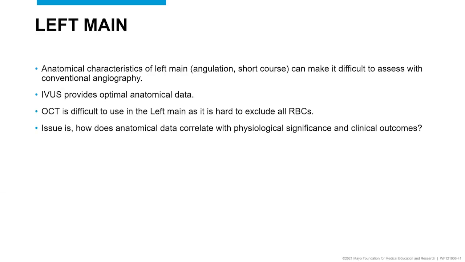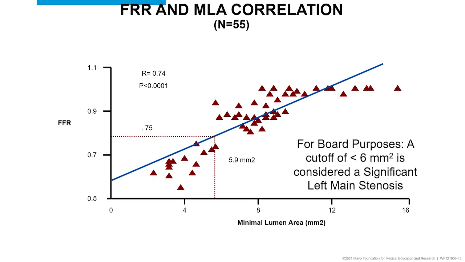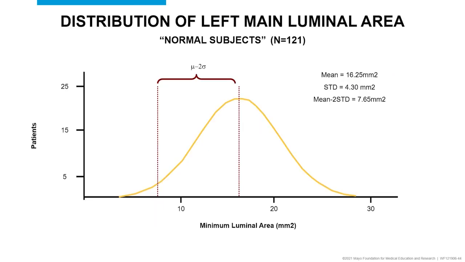For left main, there's reasonably good data, and there is a good correlation with FFR. You can see in this study that a lumen area of 5.9 square millimeters was found to be a reasonably good indicator of a significant stenosis. For board purposes, if you get this question about IVUS assessment of left mains, the magic number is 6 square millimeters. If it's anything less than 6 square millimeters, it's a significant left main lesion. Anything more than that, you don't have to intervene.